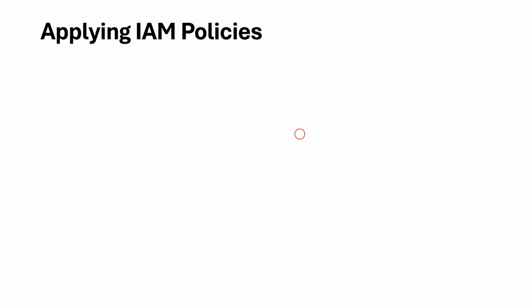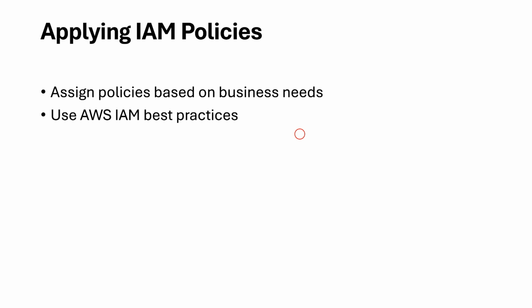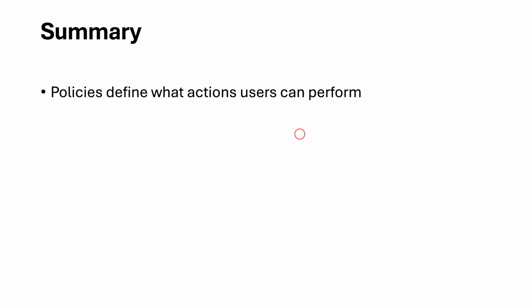And when you are applying IAM policies, keep in mind to assign policies based on business needs. Don't give all the policies to all the users. Only assign policies based on business needs. And you have to use IAM best practices. Always use IAM best practices when you are applying IAM policies, and also apply the least privilege principle, as I mentioned earlier. In summary, policies define what actions users can perform, right? So it's like giving permissions to the users or groups or resources.